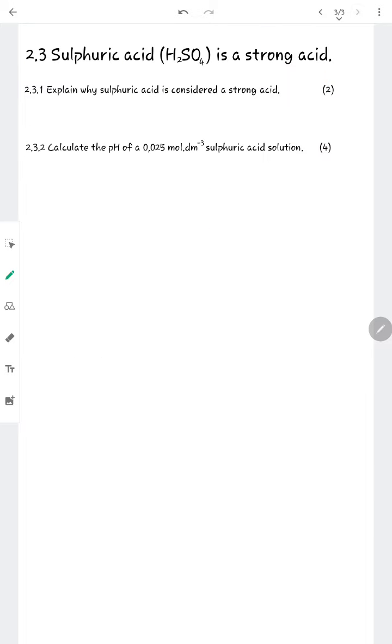And then the last question, they say sulfuric acid, oh good grief, is a strong acid. And they ask you to explain why sulfuric acid is considered a strong acid.